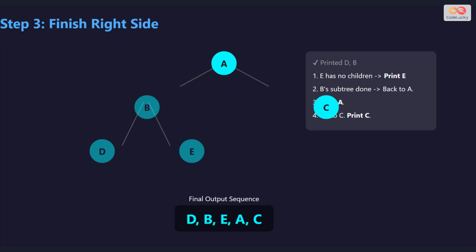A's left side is officially done. So we print A. Finally, we move to A's right child. See, we print C. The full sequence is D, B, E, A, C. Notice the pattern. We process the entire left side before touching the root.